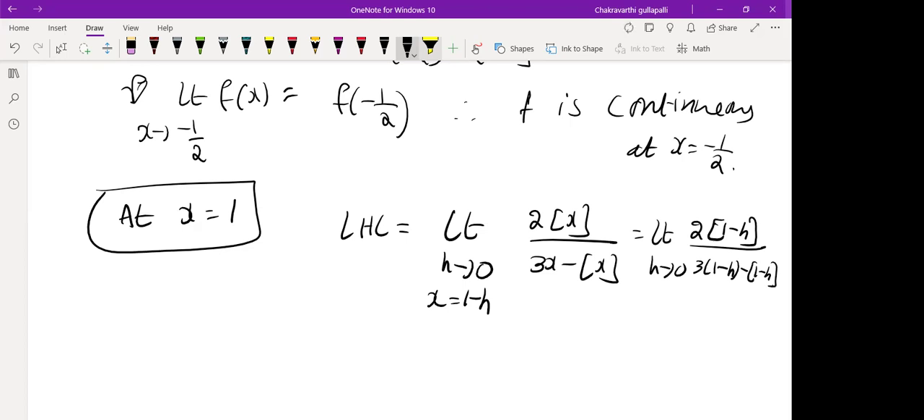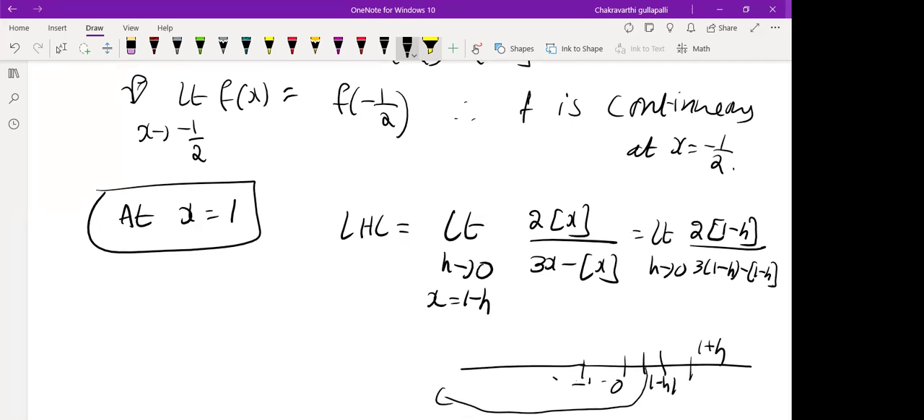We have to calculate box of 1 minus h. This is 1, this is 1 minus h. 1 minus h is less than 1, and 1 plus h will be greater than 1. So this is 0 and so on. So this is 1 minus h. The integers are these. The immediate integer on the left side is 0. As sir said, immediate left is 0.